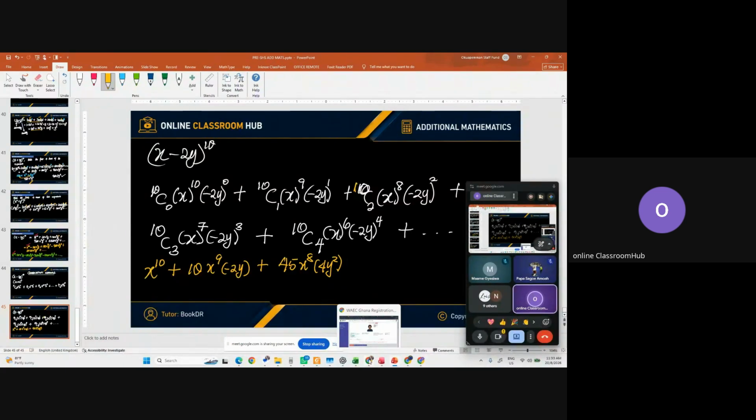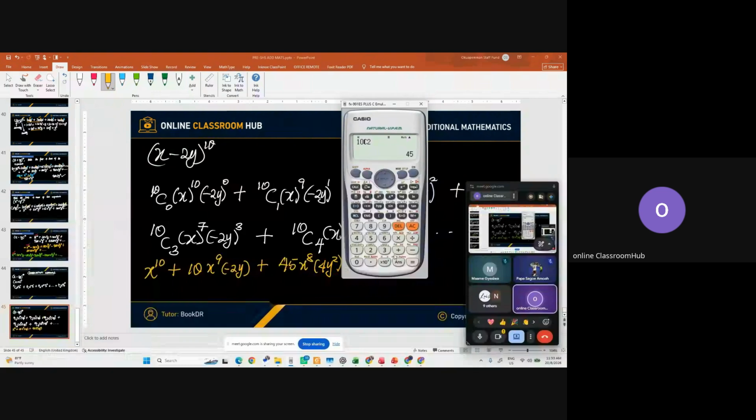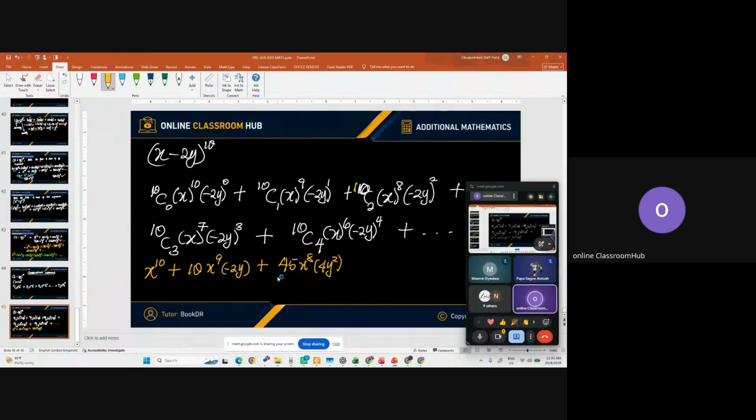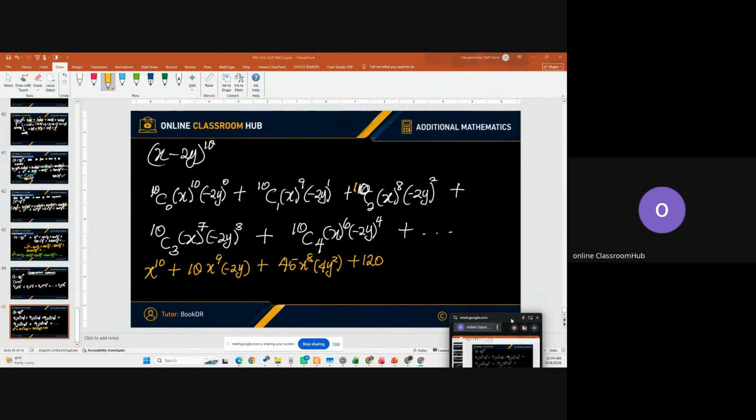Then we'll move on to the third term. No, fourth term rather. 10 combination 3. That is the fourth term. So let's find the value of 10 combination 3. 10 shift. Then we'll pick the combination here at the division sign. Then press 3. We'll press equal to. And that is 120. So the fourth coefficient is 120. So we'll write that. 120. Okay.